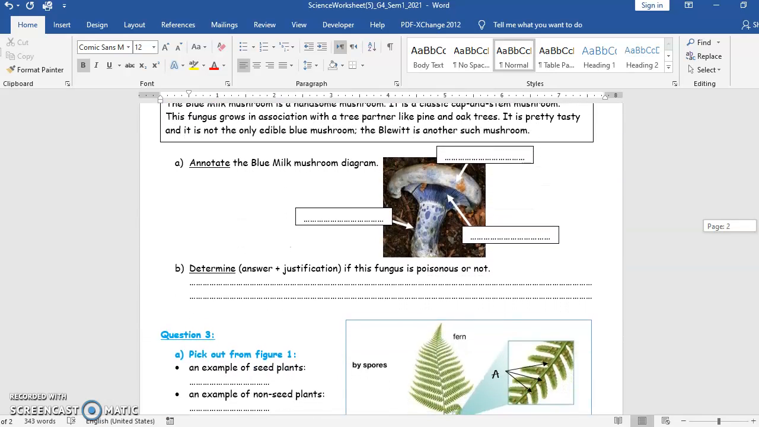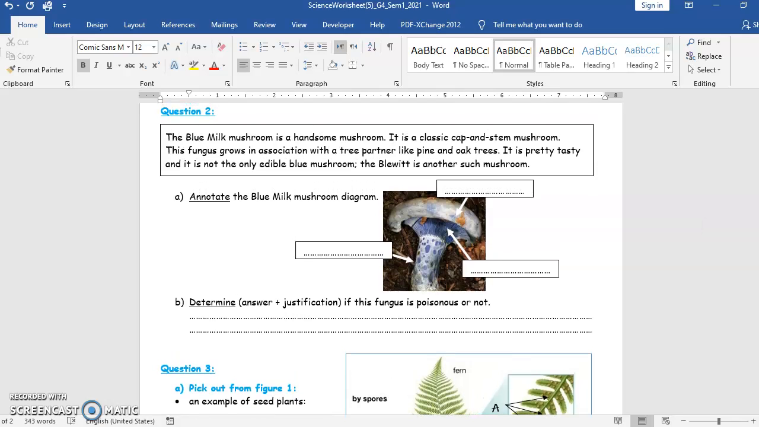The blue milk mushroom is a handsome mushroom. It's a classic cap and stem mushroom. This fungus grows in association with a tree partner like pine and oak tree. It's pretty tasty, and it's not the only edible blue mushroom. The blewit is another such mushroom.